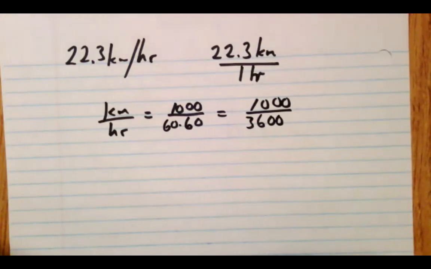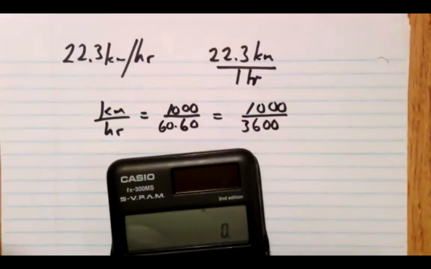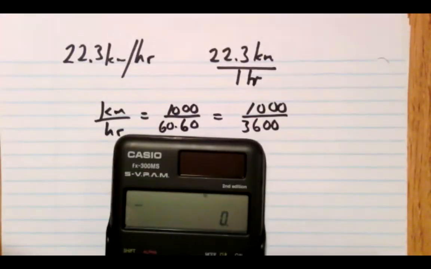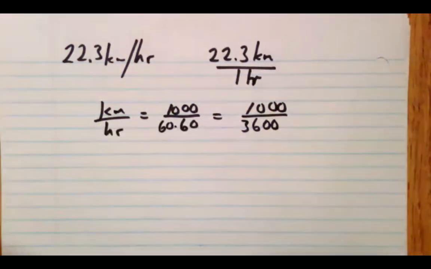Now what the textbook is showing is the same way. I wanted to explain how I think of it. So 22.3 times 1,000, 22,300 divided by 3,600, 6.19. What did the textbook have? 6.1944, yeah, it kept a lot of decimals. Okay, hopefully that makes sense.